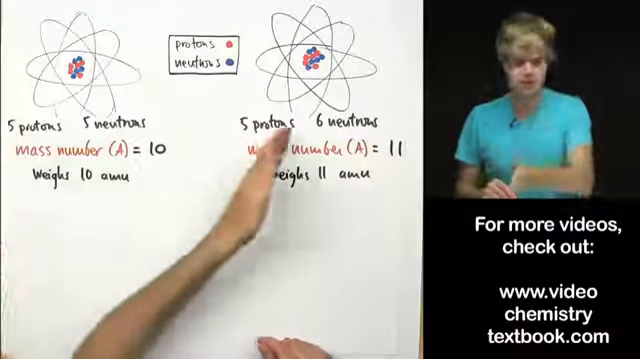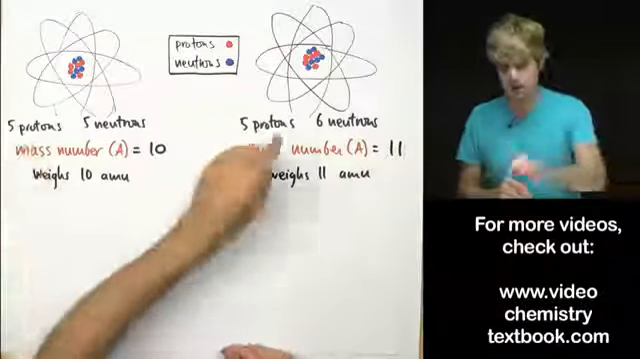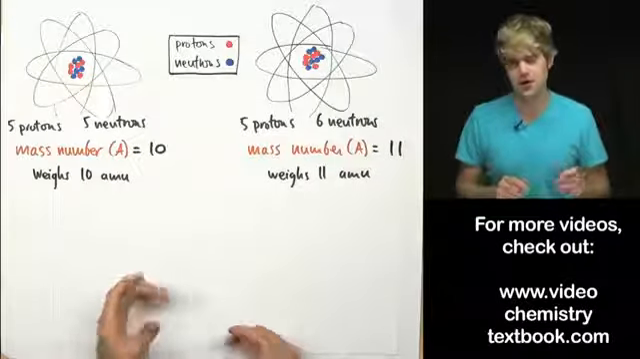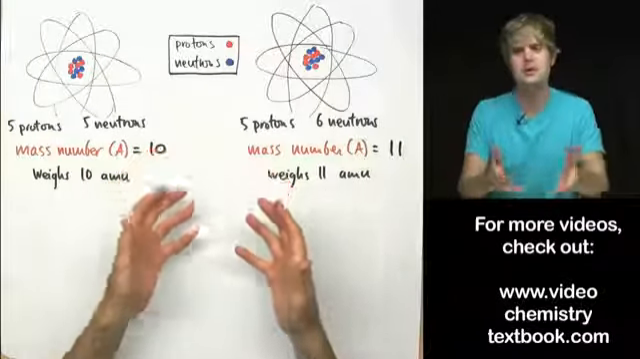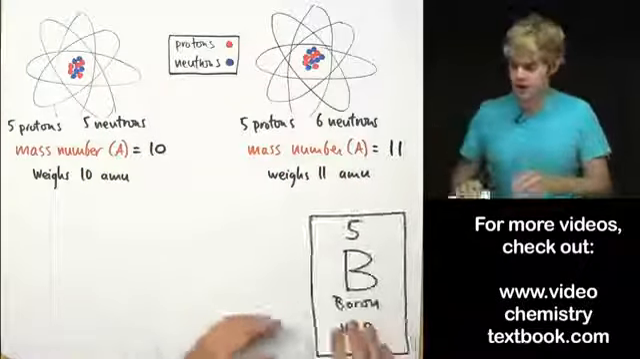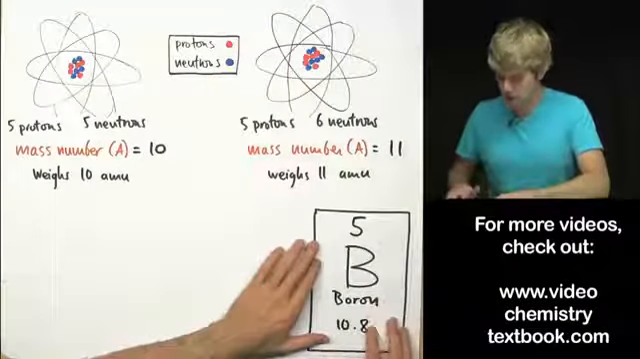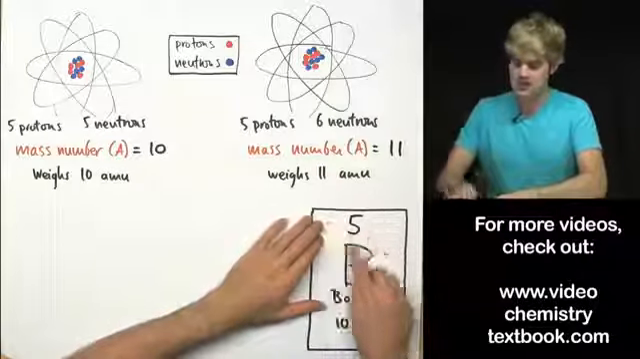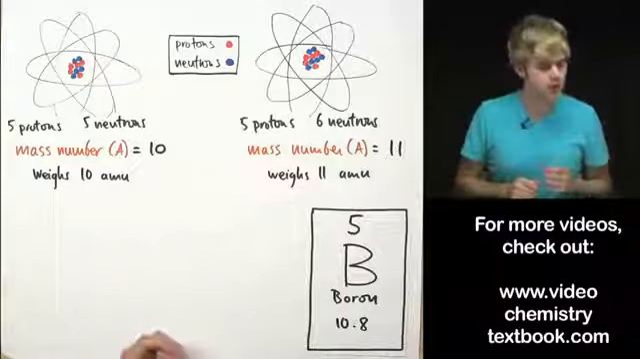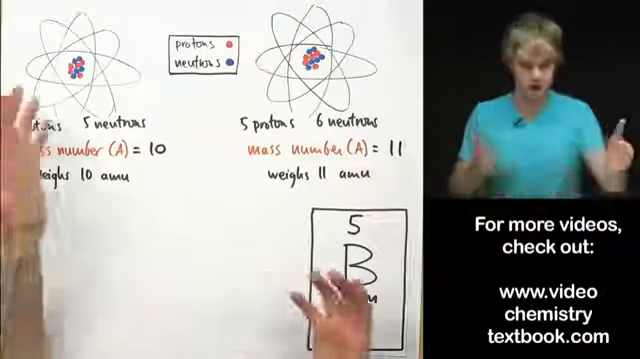Now, let's talk about atomic mass. You might notice that both of these atoms have the same number of protons in their nucleus, 5 protons here and 5 protons here. This means that they are the same element, right? Because the number of protons an atom has determines what kind of element it is. So, we can look on the periodic table to find out what element these atoms are. It turns out that they're boron, because boron has an atomic number of 5. 5 protons and you're boron. So, both of these atoms are different versions of boron.